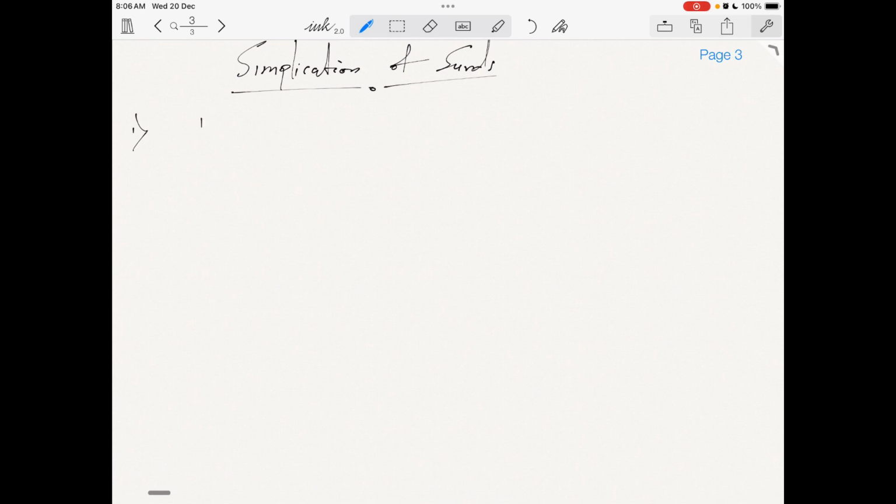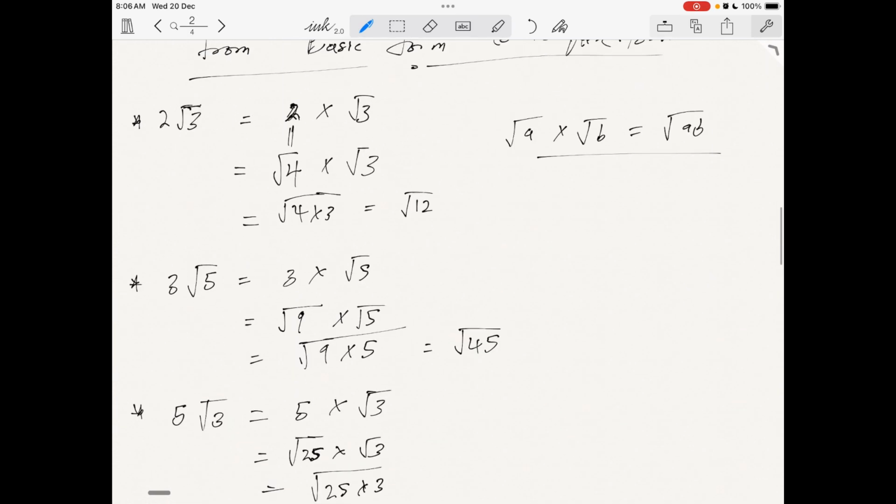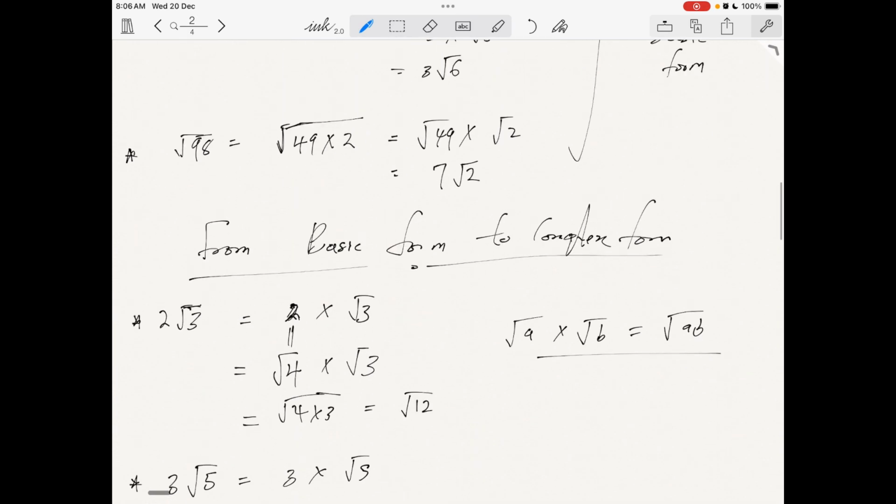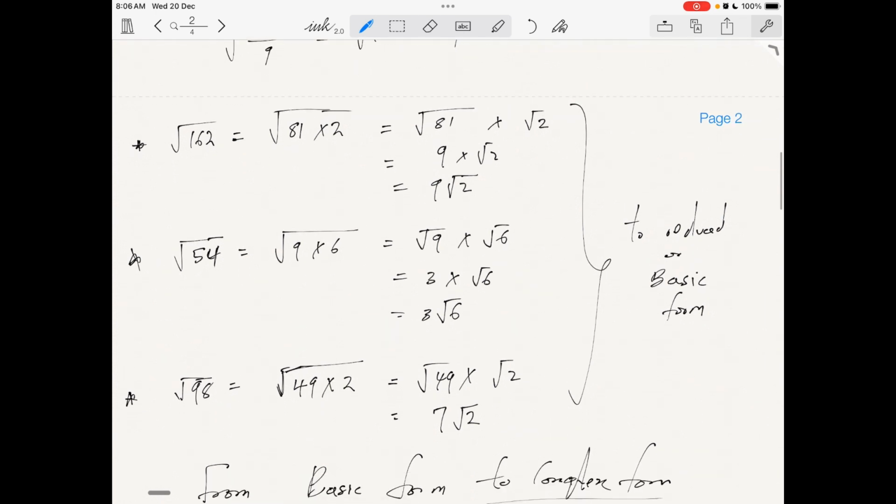Let's take for instance we are given root 20 plus root 45 plus root 125 minus 2 root 80. Now we are given something like this. Of course, we can plug this into our calculator and get our final answer. But how do they arrive at the answer? That's the question. Now remember back here that we went from basic form to complex form, and also from the complex to the basic form.